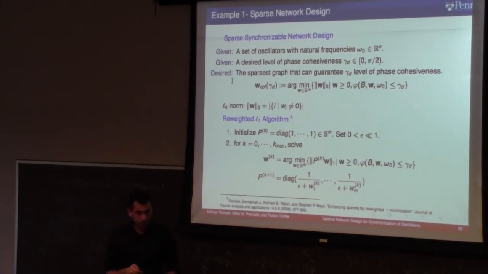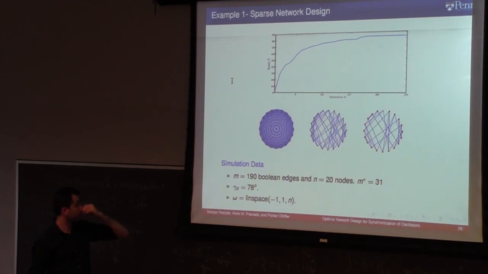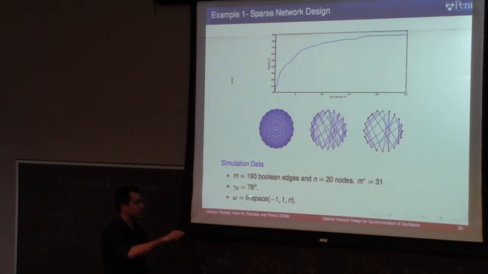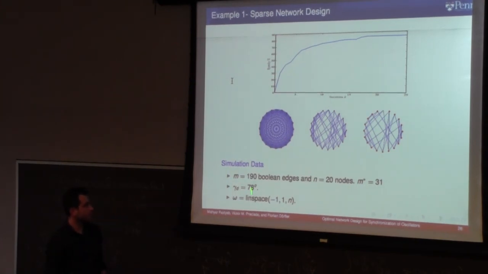And I get a sparse solution. This is the result of the simulation, for example, for a graph of 20 nodes and 190 possible edges. The x-axis is the number of iterations, and the y-axis is the percentage of sparsity. The first iteration gives me, I think, 2% sparsity. Then at the 10th iteration, I get around 70% sparsity, and at around iteration 20, I stabilize with 31 edges, so the sparsity will be around 84%. I set the desired phase cohesiveness to 78 degrees, and the natural frequencies are linearly placed from -1 to 1 in this example.